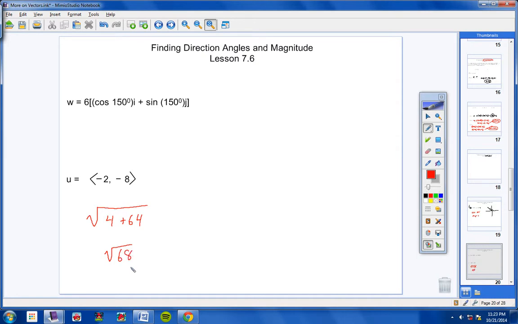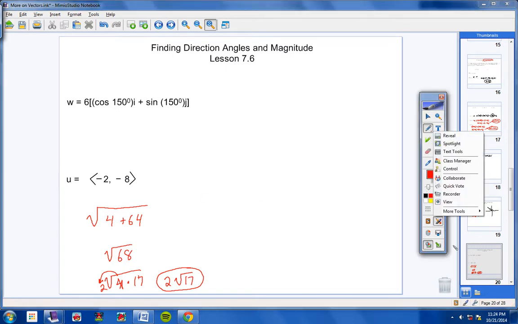Now, we can actually simplify this very quickly. I think 4 times 17 is 68, and we know the square root of 4, so cross off the 4 and put a 2 on the outside, and so the magnitude would be 2 square root of 17. So that's pretty easy, okay? Now let's find the direction angle.